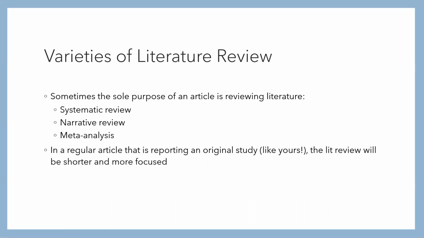Sometimes the sole purpose of an article is reviewing the extant literature on a specific topic. These types of articles include things like systematic reviews, narrative reviews, and meta-analyses, which you might have heard of or encountered in your classes thus far. These types of literature reviews are very structured and they need to be done a specific way, so we won't discuss them at length right now. However, for more quote-unquote regular articles that report an original piece of research, which your project will be structured after, the lit review will be shorter and more focused.